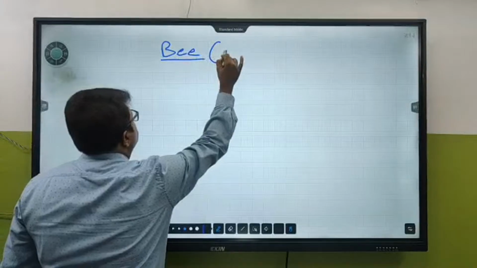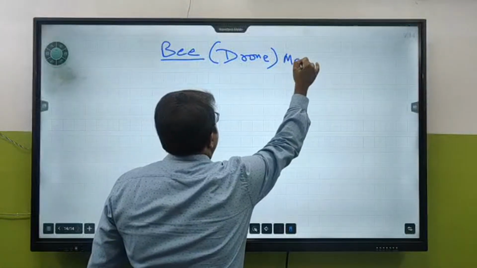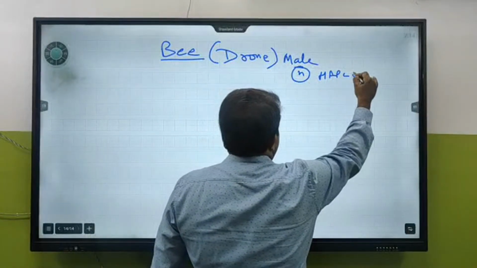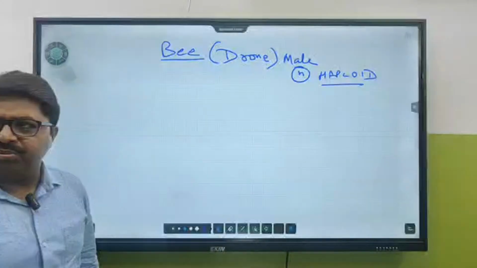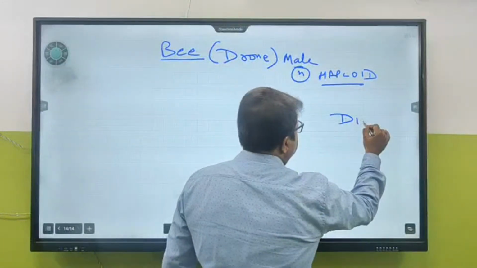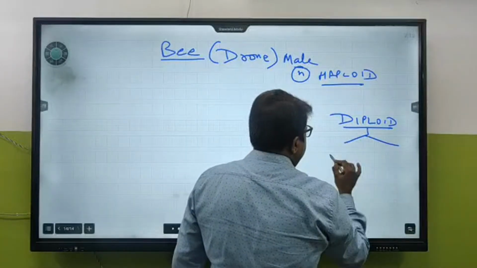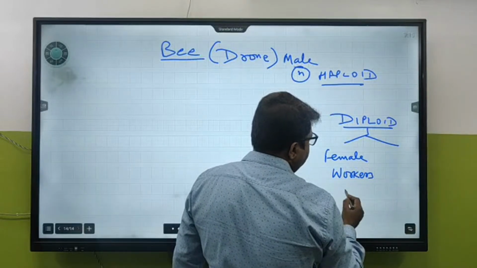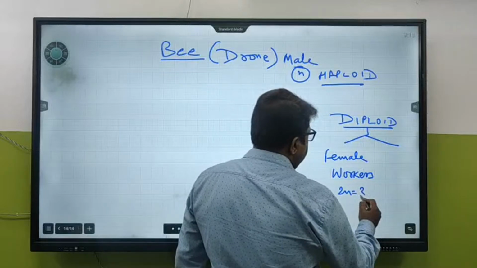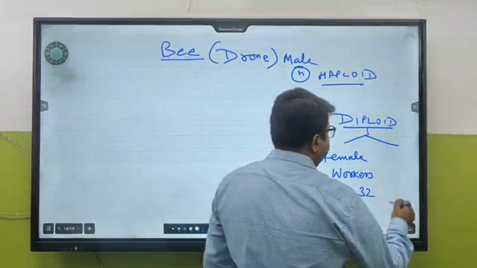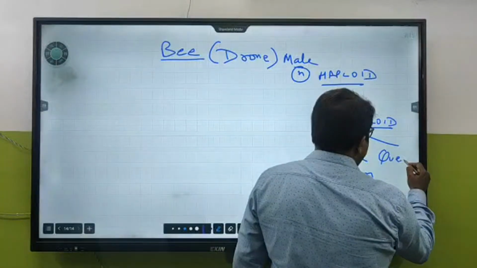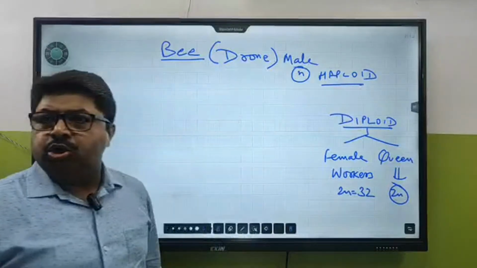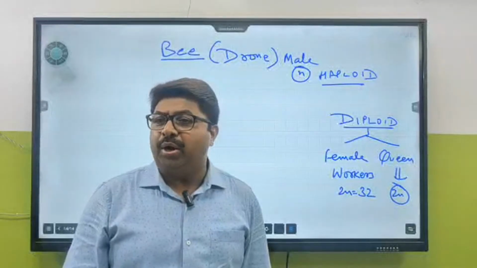In bees, we are talking about the drone. Drone means male or female? Male. Mind you, males always have a haploid number of chromosomes. But females are diploid organisms. One female type is called workers. They are female having 2n, and 2n is equal to 32 in bees. The other one is called queen. Queen is also female and diploid, so 2n is equal to 32. So all the males are drones and they are haploid.